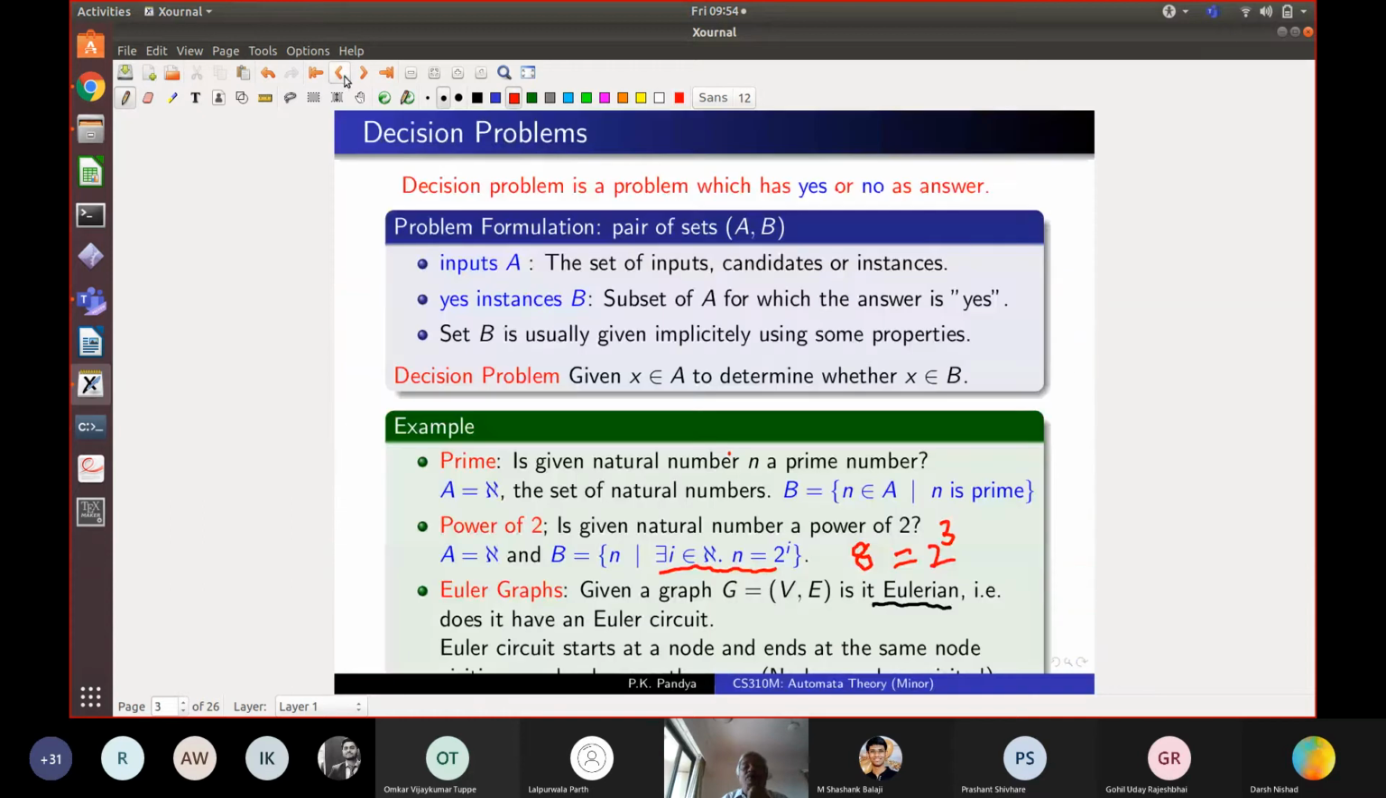So the idea of determining whether a graph is an Eulerian graph or not is also a decision problem. What is the set A? A is the set of all graphs. I think that part is missing here. So in this problem, A is the set of all graphs and B is the set of Eulerian graphs. And given a candidate, we have to determine whether it belongs to B or not. Okay.